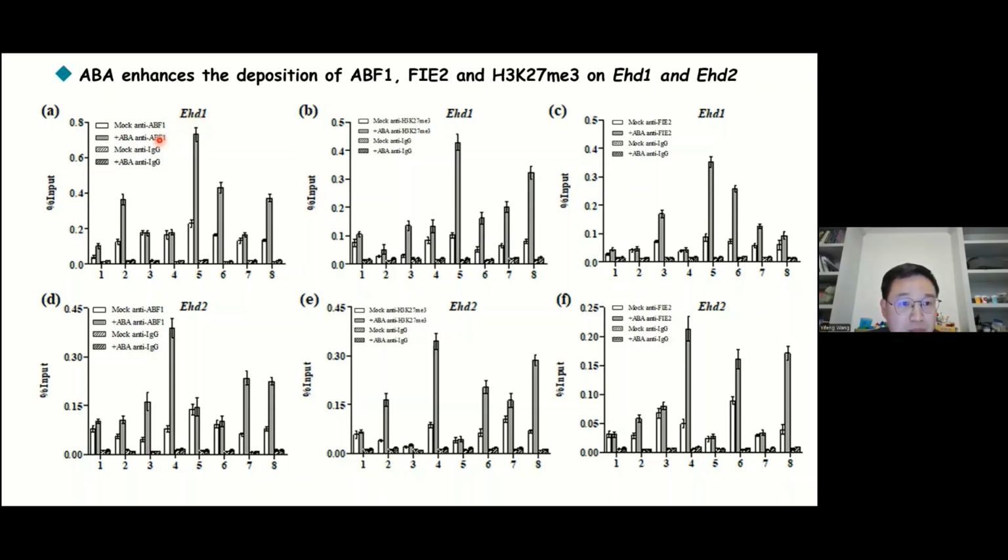H3K27 methylation and FIE2 in the region 5 of the HD1 promoter. And for the HD2 promoter, in the region 4 of this promoter, we can see a similar tendency. ABA treatment also can enrich a high level of ABF1, H3K27 methylation, and FIE2 compared with the wild type.